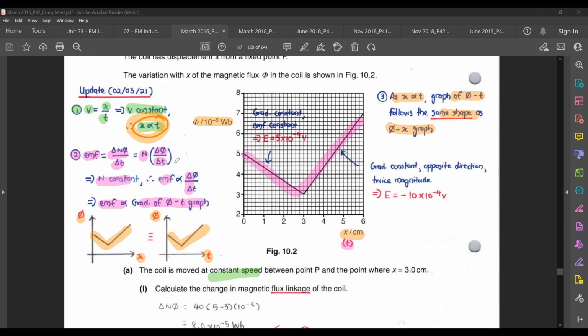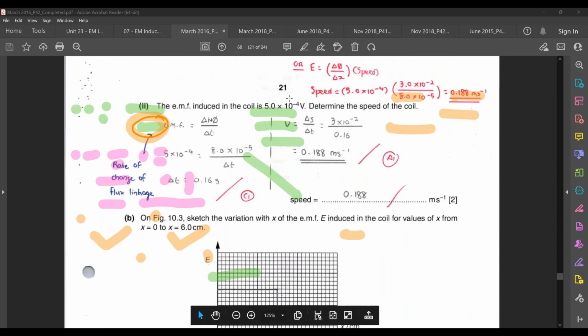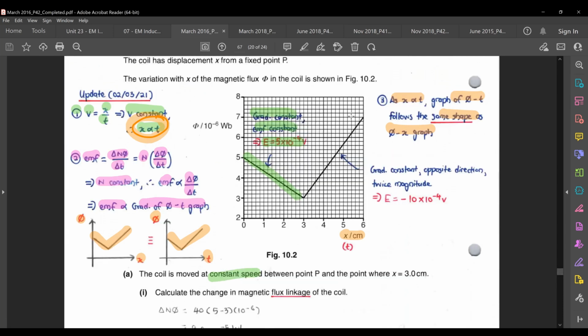So from this part here, you will then know that you are really just going to get the gradient only, because a graph of flux versus distance is the same as flux versus time. So you just get the gradient. That one will give you your EMF value. So now if you just look at this part here, gradient is constant, EMF is constant. By right, your EMF will be 5 times 10 power minus 4 volts. This is what the question already told you in part 2. They already told you that here. Okay, so this one is 5 times 10 power minus 4 volts for the EMF induced.